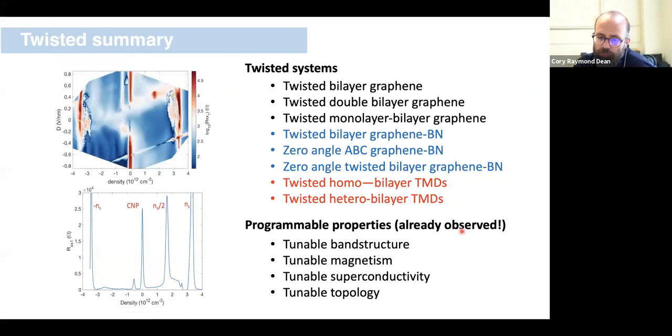Okay, so I'm going to finish there. I just want to summarize that there's many twisted systems that we can look at. Twisted bilayer graphene has received enormous experimental investigation interest, and we already understand a lot about that system. There's much more to understand. Twisted bilayer TMDs, or homo TMDs that are twisted, or heterobilayers that are not twisted, also provide a lot of interesting new opportunities in terms of the kinds of states these systems can host. And overall, we have just a remarkable opportunity for understanding tunable band structure, magnetism, superconductivity, topology, et cetera.